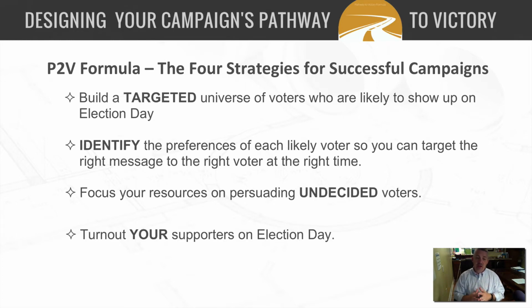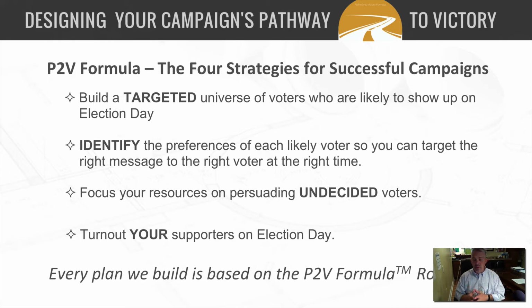Okay? The fourth strategy is to turn out your supporters on election day. Now, if you're in a partisan primary, the turnout tactics are going to be a little bit different than if you're running in a Republican versus Democratic general election. But the key point here is you want to turn out your supporters, not everybody, your supporters on election day. Okay? So every plan we build is based on this P2V formula roadmap, Pathway to Victory formula roadmap.